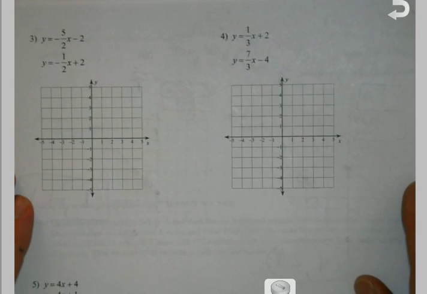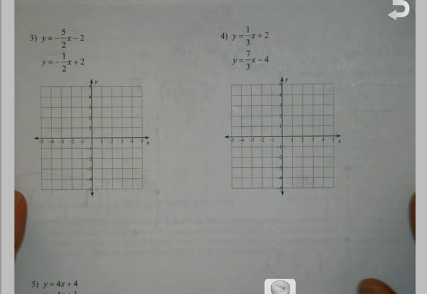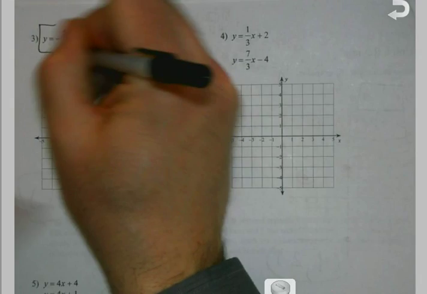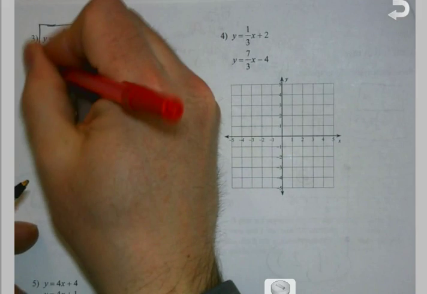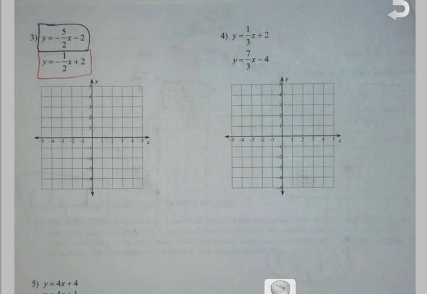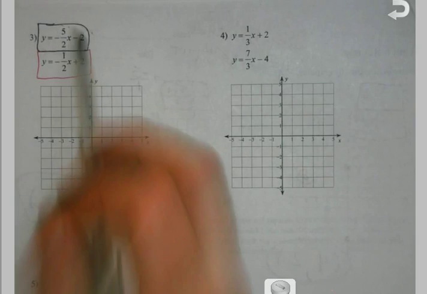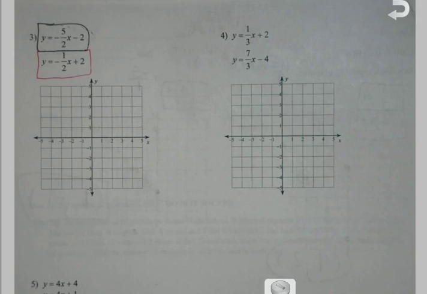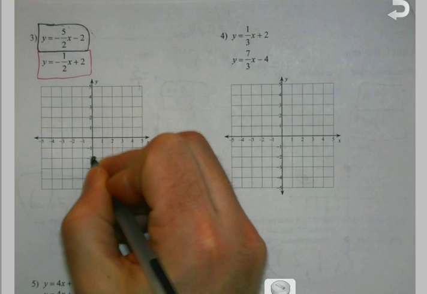Do number 3, and then I'm going to, actually, I want to do 3 and 5. I'm going to leave 4 here for a little bit. So 3, same idea. Using different colors is just a good idea so you can tell which line's which. So where am I going to start for my black line on this one? What's my y-intercept up here? -2. So I start down 2.